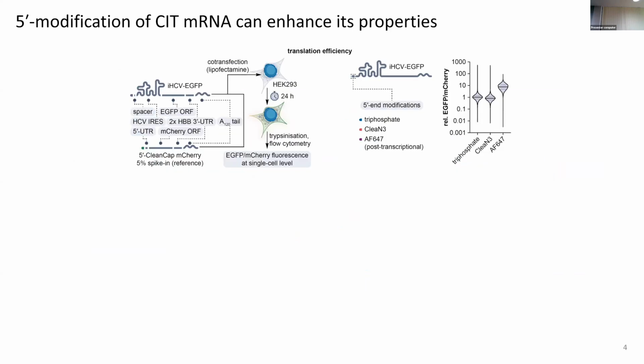So we started by examining translational properties of the modified mRNA. As a model, we used mRNA with an IRES sequence from HCV virus and EGFP as a reporter, and we used flow cytometry to assess the translational properties. As you can see here, the version with the dye incorporated at the 5' end exhibited a significantly higher translation efficiency than the triphosphate version. It's around an 8-fold increase in translation efficiency, while the azide version actually showed slightly decreased translation efficiency.